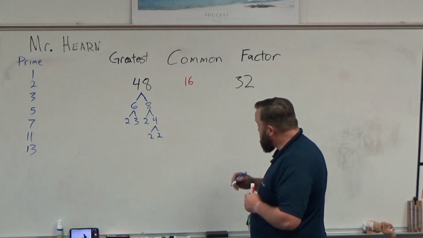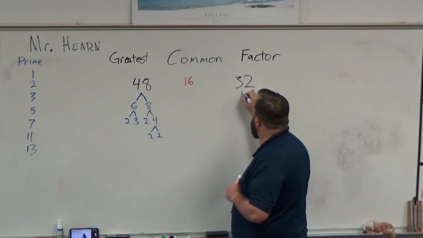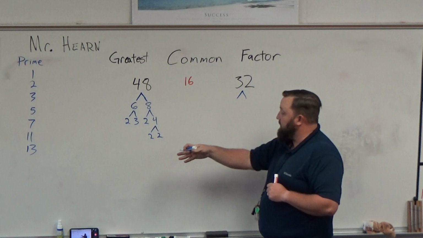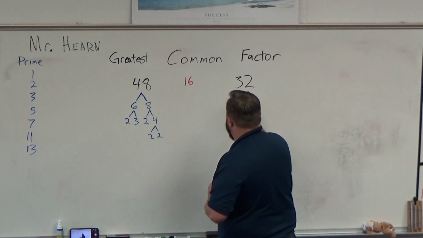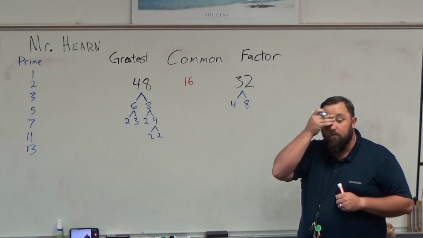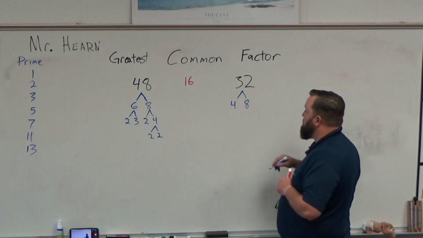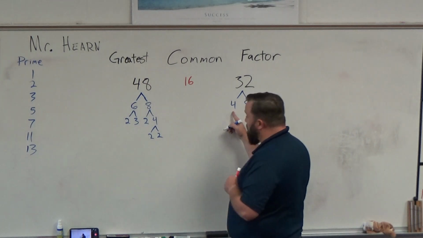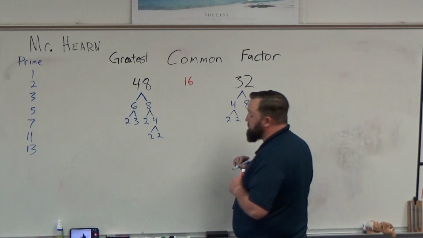So let's go to 32. So is 32 prime? It's an even number, so no. All right. Now I did it a while ago, but I'm just thinking 4 and 8. That's a very common answer for factors of 32. 4 and 8. 4 times 8 is 32. Now, is 4 prime? No. So I'm going to break it down. 2 times 2.